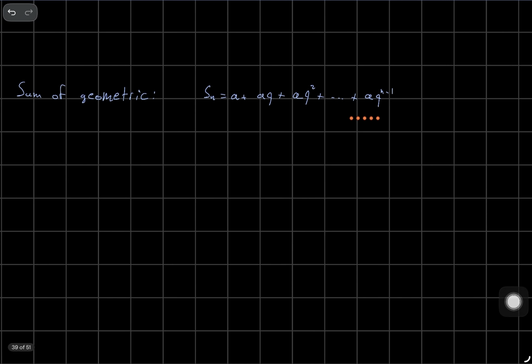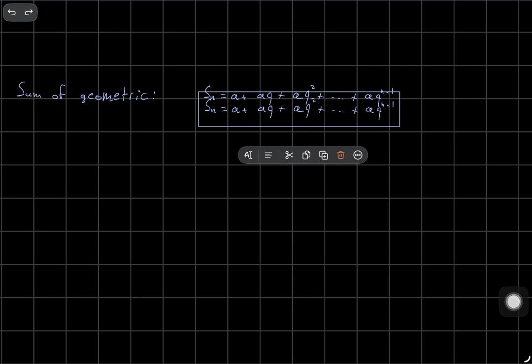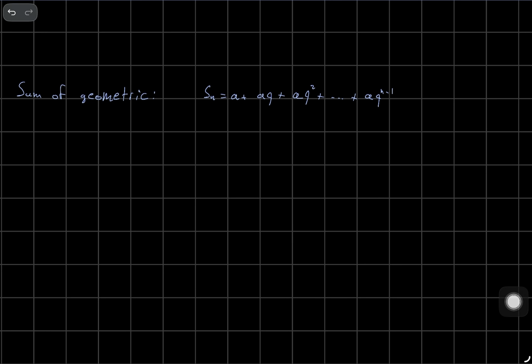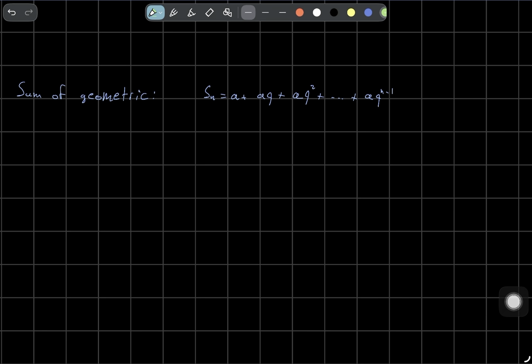Alright students, so today we will see how they get the geometric sum. First, let's put what is the meaning of geometric sum. It's basically all the terms added. Now let's copy and paste this, but with a small difference. We just want to multiply both sides by q.